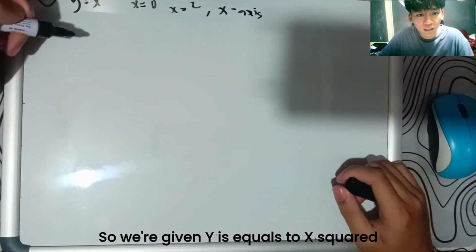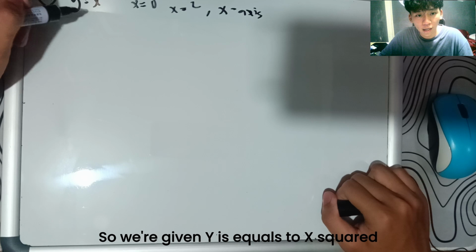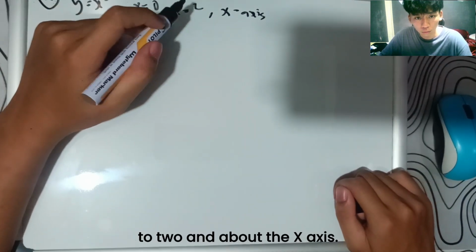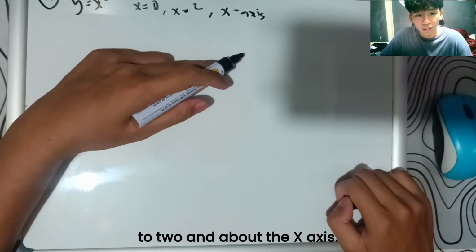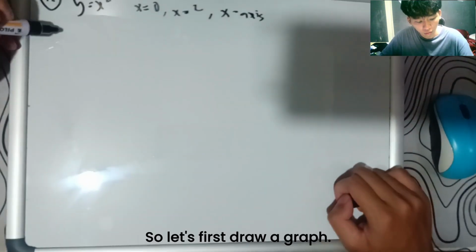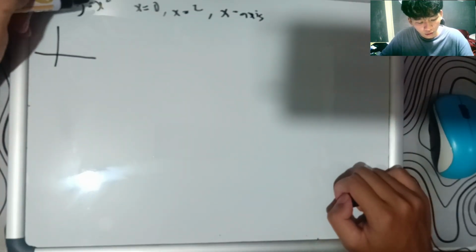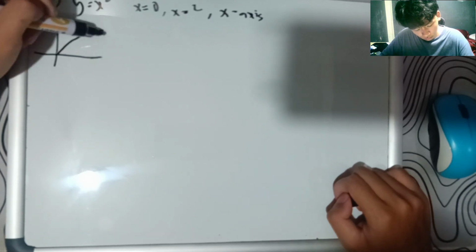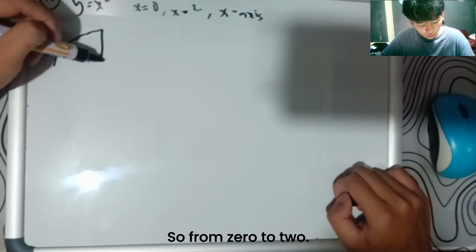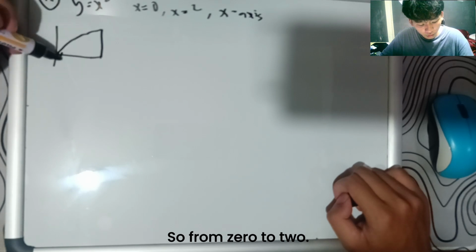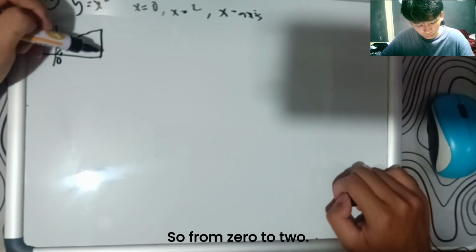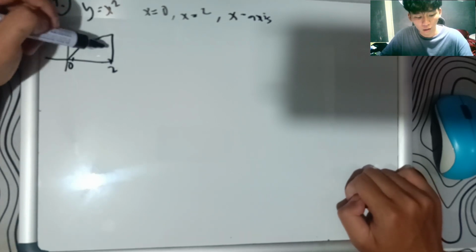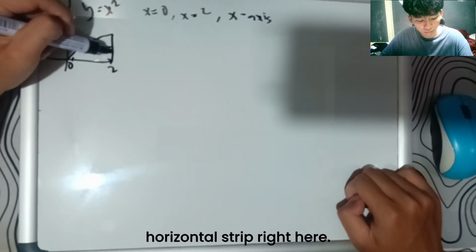We're given y is equal to x squared from x equals 0 to x equals 2, and about the x-axis. So let's first draw a graph. x squared looks something like this, right? So from 0 to 2, we need to draw a horizontal strip right here.